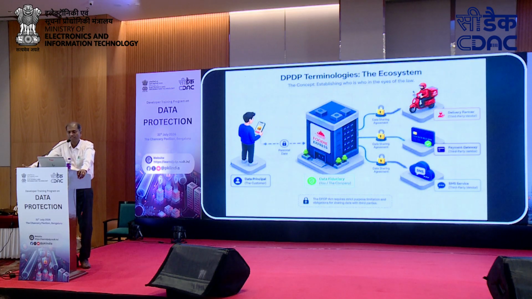While the app, Foodie Express as we are calling it, is the data fiduciary, and they are responsible. Even if there is a breach which happens from the delivery partner side, or the payment gateway side, or the SMS provider, the responsibility lies fully with the data fiduciary only, as per the act. How they have an internal agreement or contract, that is between the fiduciary and the processor. The processor's job is to process the data as per the instructions given by the fiduciary only. That is the thing.